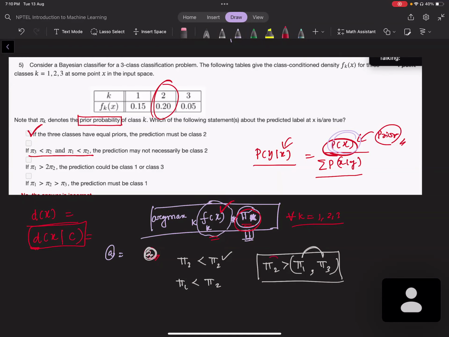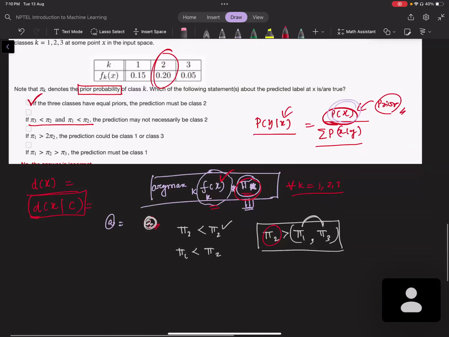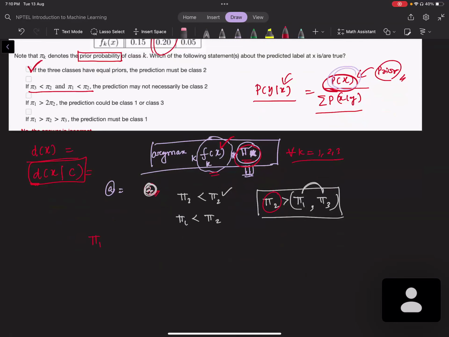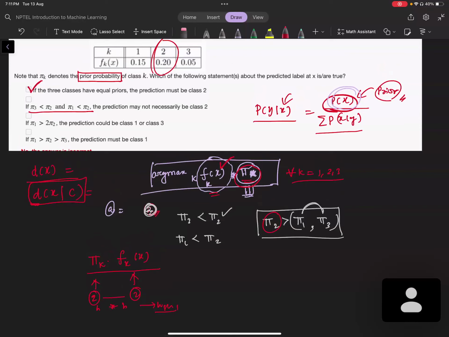So this is the multiplication of the prior and this f_k of x, right, the density. If the prior is highest for class 2, then this is already highest for class 2. So highest into highest will always be highest. So in this case, the answer will always be class 2, but it is saying not necessarily. Hence, this will be false.